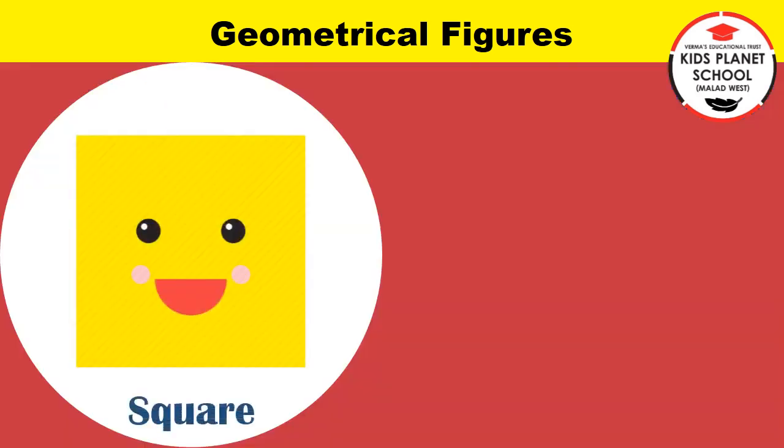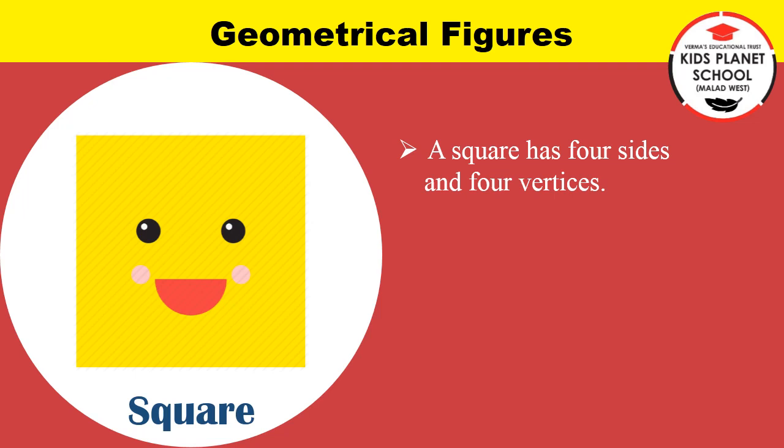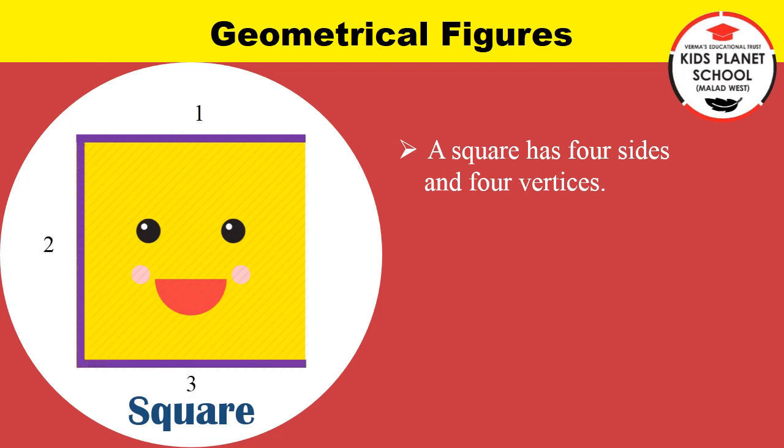This is a square. The first property of a square is, a square has 4 sides and 4 vertices. Children, this is the side of a square. So, the square has 4 sides: 1, 2, 3, 4. Also, it has 4 vertices. Children, the corners of a square are called vertices. So, 1, 2, 3, and 4.